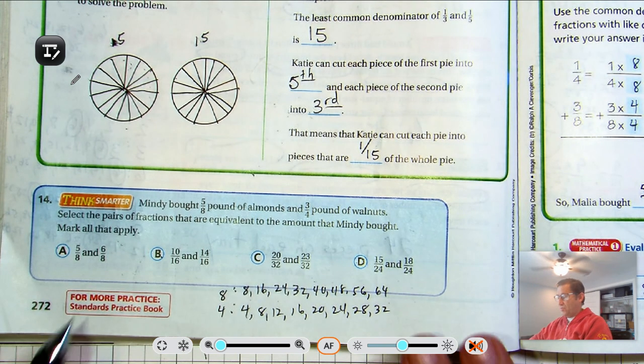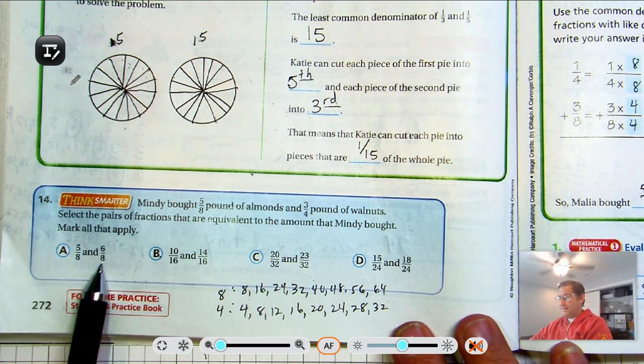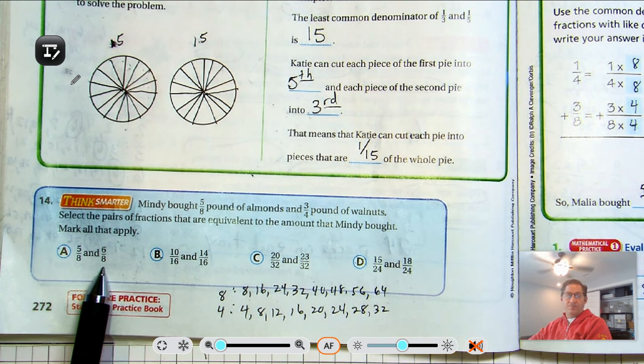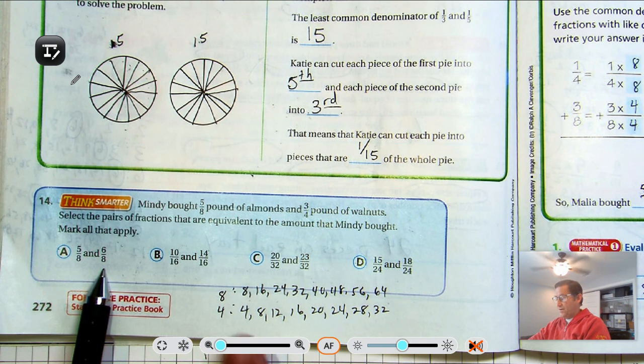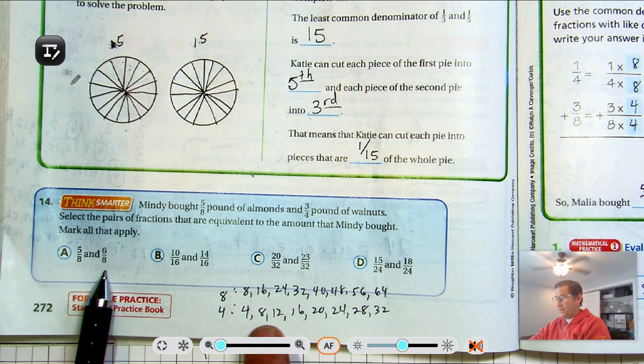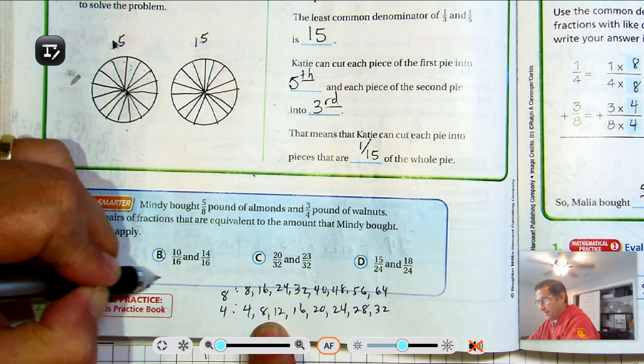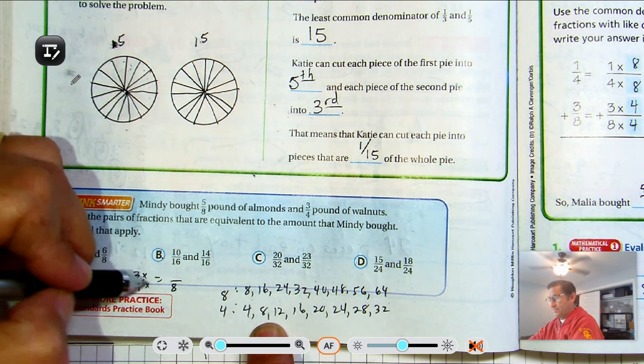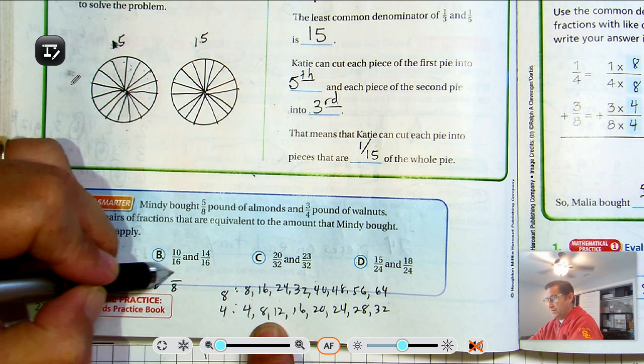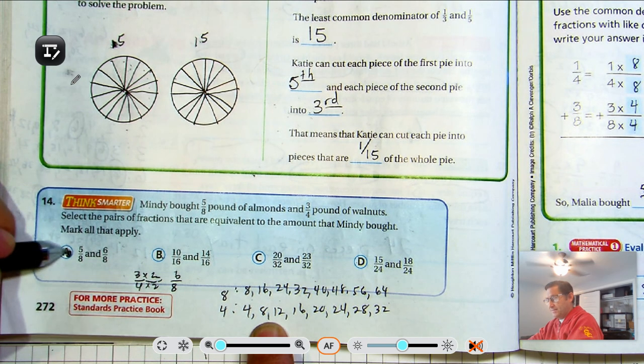All right, so 5/8, can 3/4 become 6/8? Well, when I look at the fourths, I do see eighths. So what would I have to multiply 3/4 by to get eighths? Well, that would be 2 over 2. So that would be 6/8. Yes, that would be true.